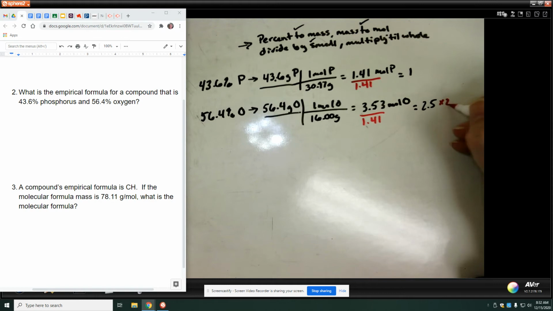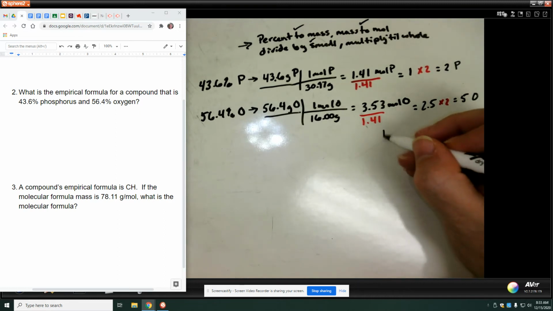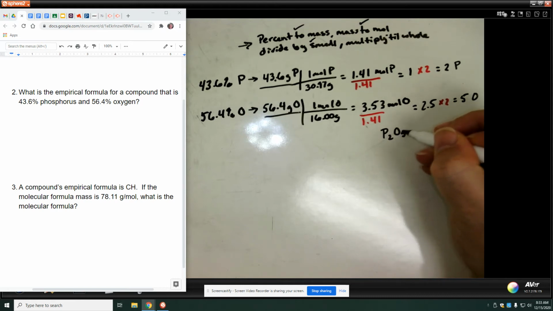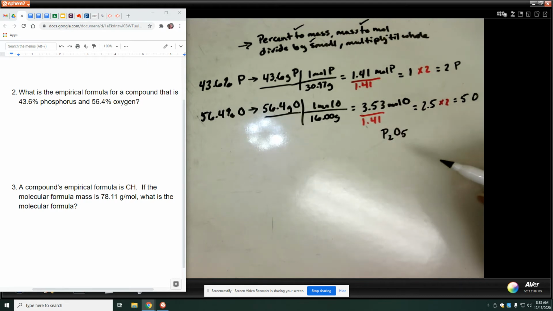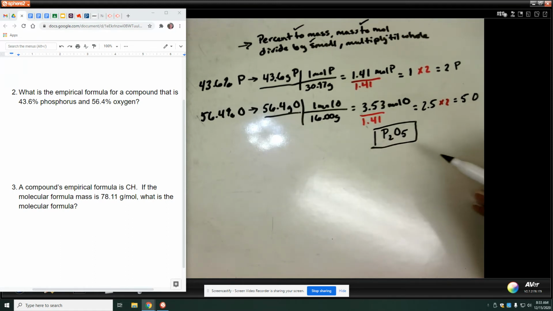So I'm going to multiply this by 2, but what I do to 1, I have to do to all. So here I get 2, and here I get 5. That tells me I have 2 phosphoruses and 5 oxygens. So my empirical formula is P2O5. That's the lowest whole number ratio of the atoms, so that's the correct answer, my empirical formula.